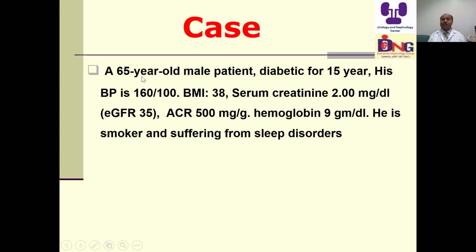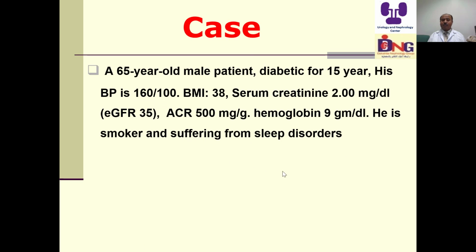So this is a 65-year-old male patient, diabetic, type 2 diabetes for 15 years, hypertensive, blood pressure is 160/100, obese, body mass index 38 kilogram per square meter, creatinine of 2 milligram per deciliter, and estimated GFR is 35 milliliter per minute. Albumin creatinine ratio is 500 milligram per gram creatinine. Hemoglobin 9 gram per deciliter. He is a smoker and suffering from sleep disorders. So this is the history of the patient.